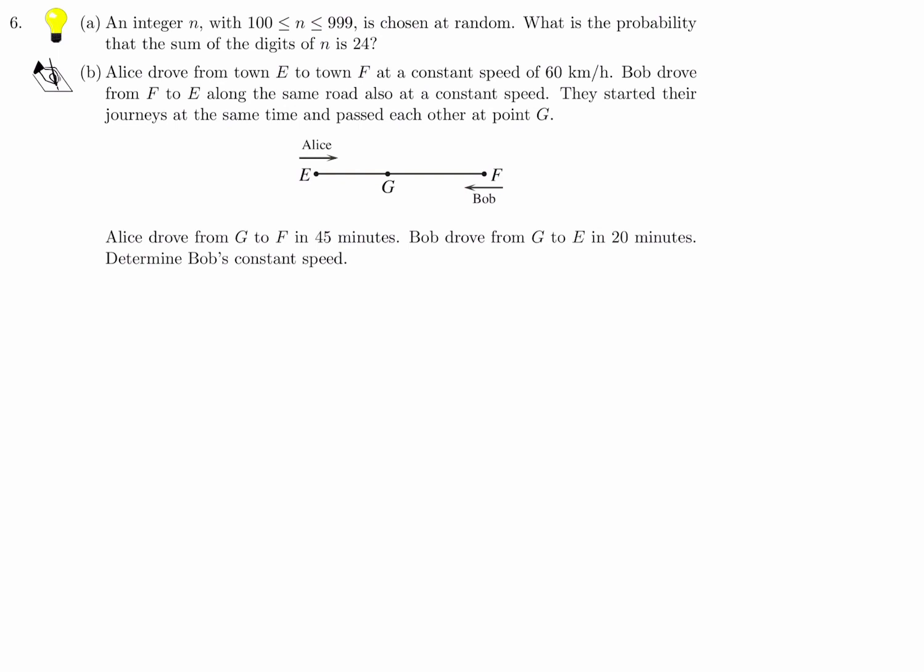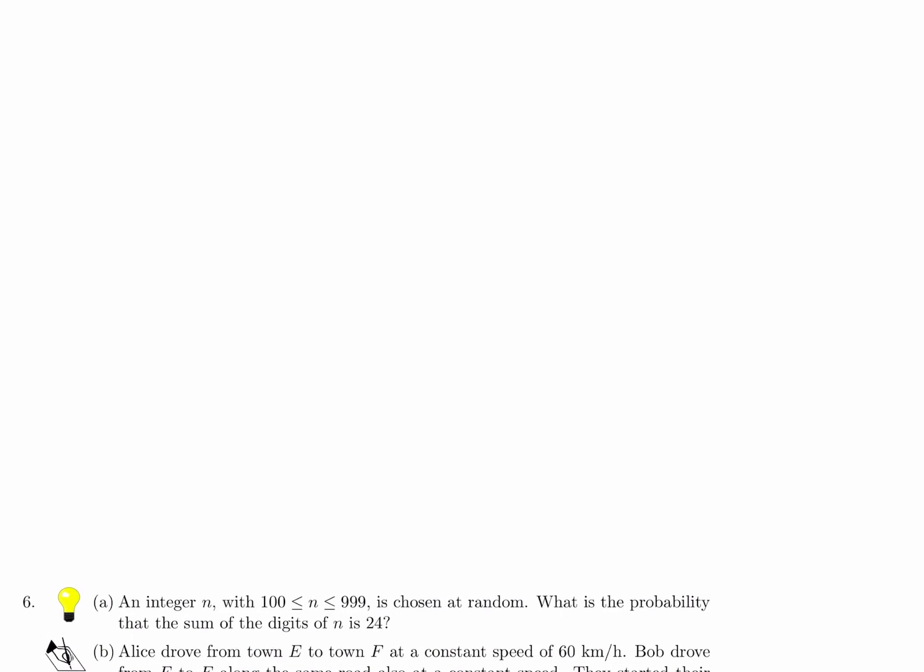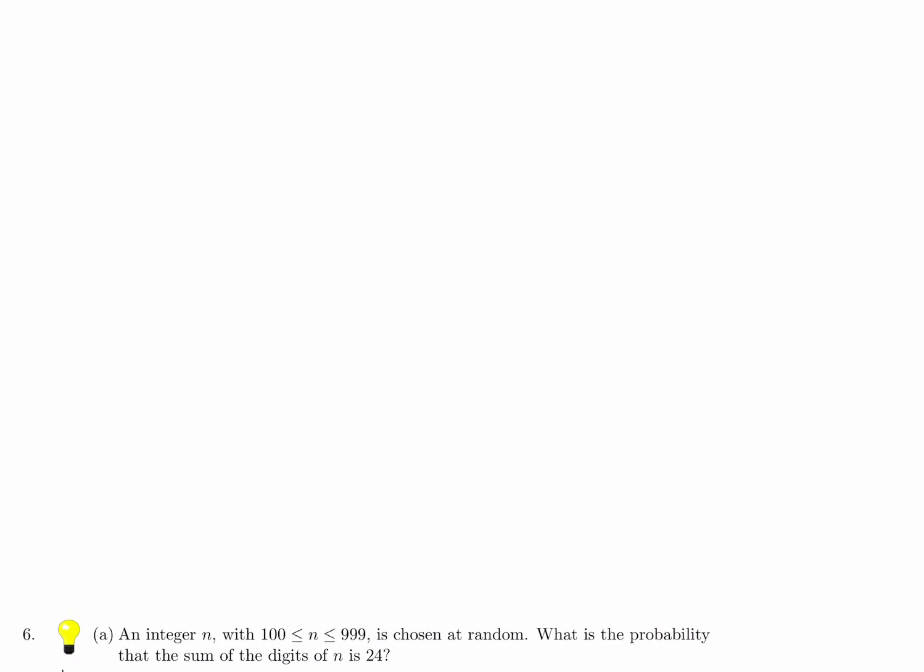An integer n with 100 less than or equal to n less than or equal to 999 is chosen at random. What is the probability that the sum of the digits of n is 24? So n is anywhere between 100 and 999 inclusive. So how many numbers is that? Well, that looks like a total of 900 numbers. So when we figure out our probability, it will be something over 900.